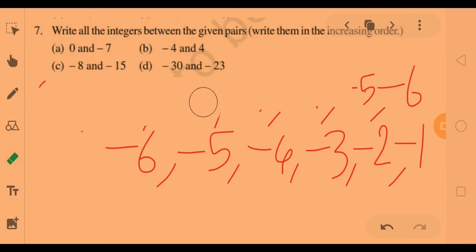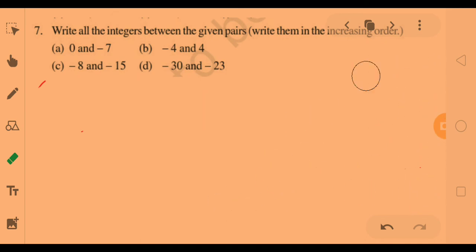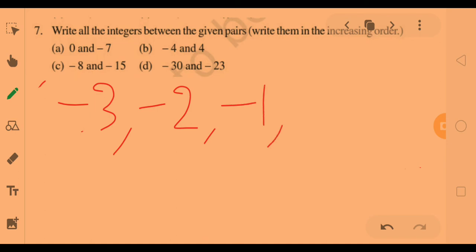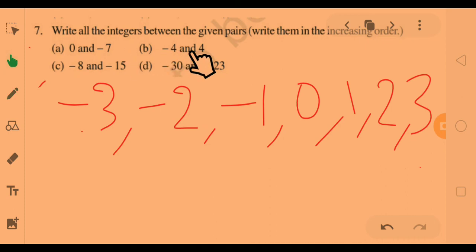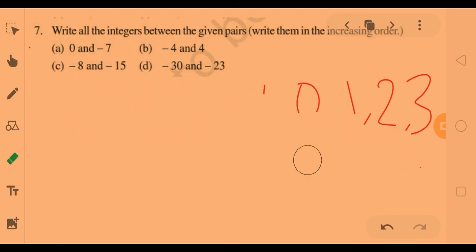So what is the next pair? Minus 4 and positive 4. Which are the integers between them? Minus 3, minus 2, minus 1, 0, 1, 2, 3. So these are the integers between minus 4 and positive 4. They are already in increasing order. So this is how we write integers between two given integers. Okay, I hope you can write integers.